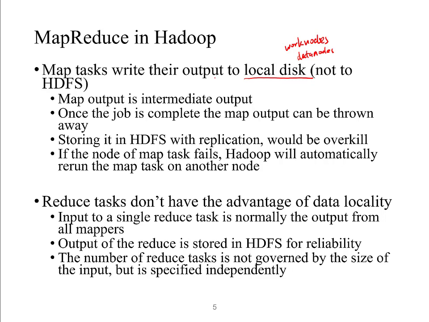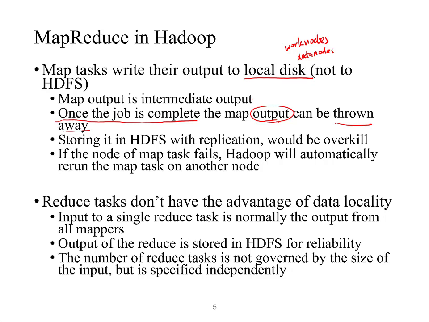And as you will see, once the job is complete, this output can be thrown away, because it is just intermediate output. It's not the final result. If we write it into HDFS, then we need to do replication. It would be overkill again, because this output is intermediate and will be totally useless after the job is complete.